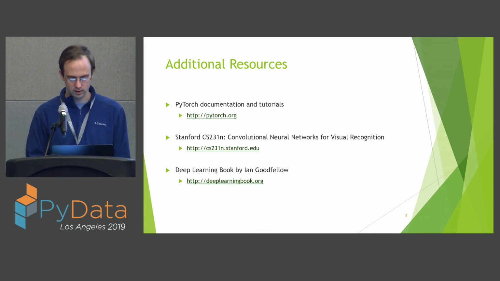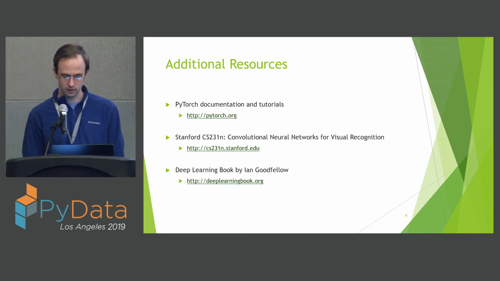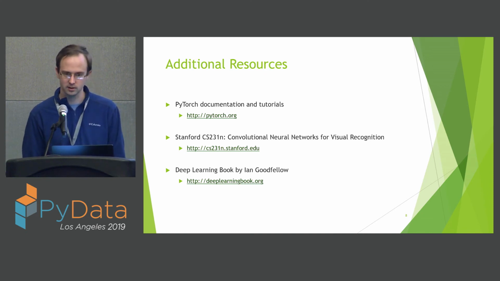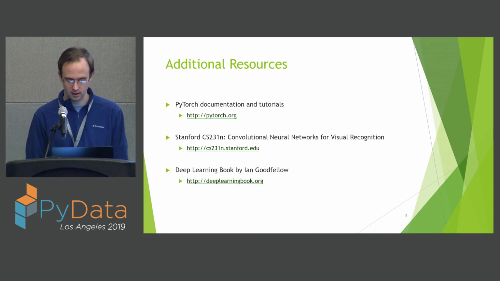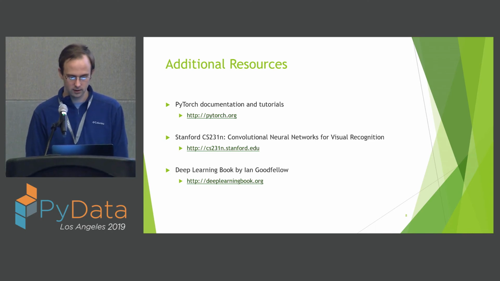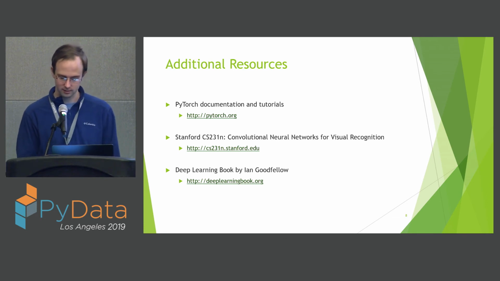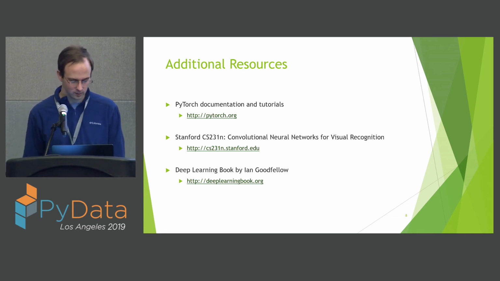Stanford has a really good course on CNNs and visual recognition. It's free, it's online, there are lecture notes, syllabus, really useful. They go in depth into the linear algebra of everything. So if you're looking for a one semester long explanation, I'd recommend that. And if you're interested in the details of deep learning, I'd recommend the Deep Learning book by Ian Goodfellow. There's a couple of chapters on computer vision as well.